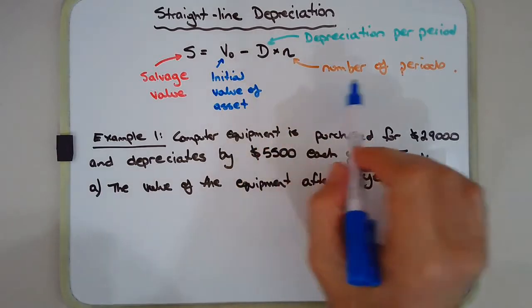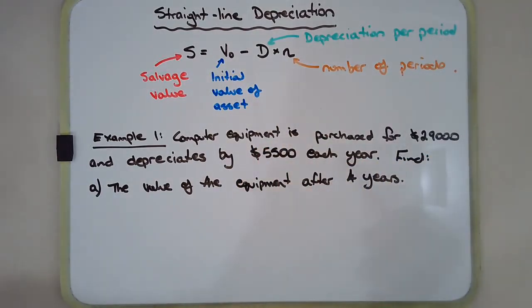And N is the number of time periods. So it's a bit like simple interest or compound interest, where the interest rate is an interest rate per period. N is the number of periods. So just be careful that we don't fall into the per annum trap. Let's have a look at a quick example.